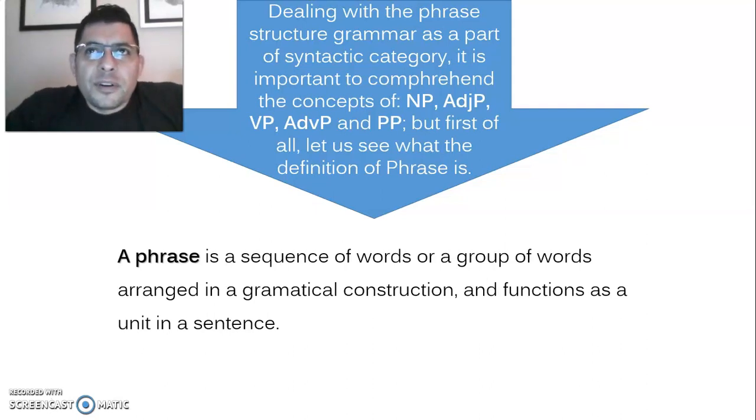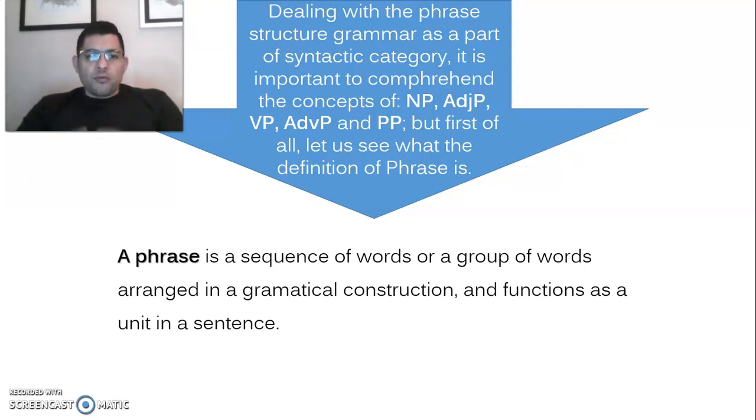If you remember, in our first classes we were talking about sounds, which is basically a topic from phonetics and phonology. Also, we were talking about words, and when we talked about words, we were discussing syllables, and then phrases, sentences, clauses, etc. Now we're going to be focusing on a phrase. What is a phrase? A phrase is a sequence of words or a group of words arranged in a grammatical construction that functions as a unit in a sentence.